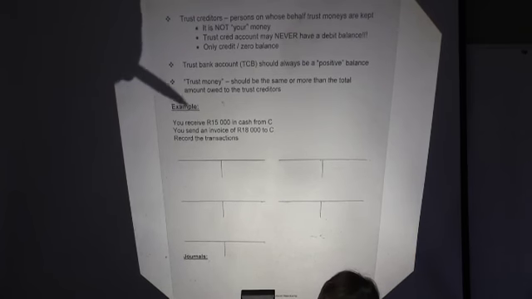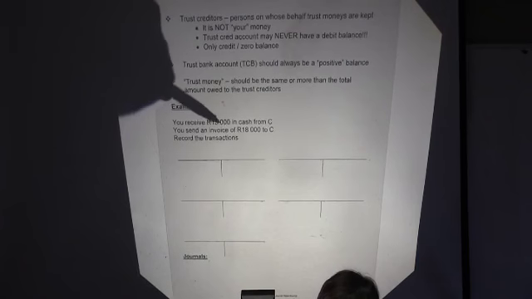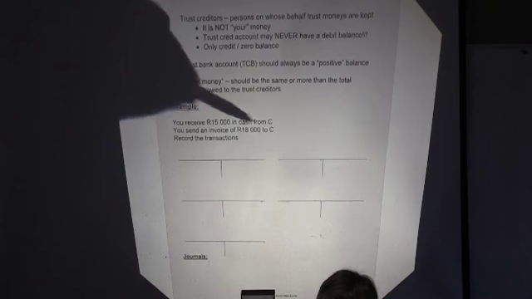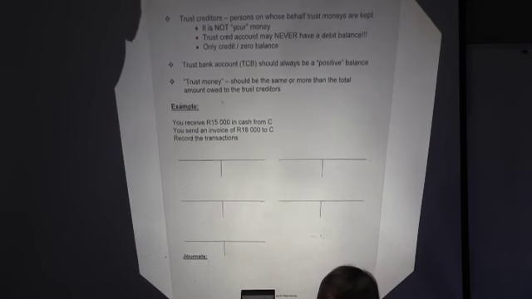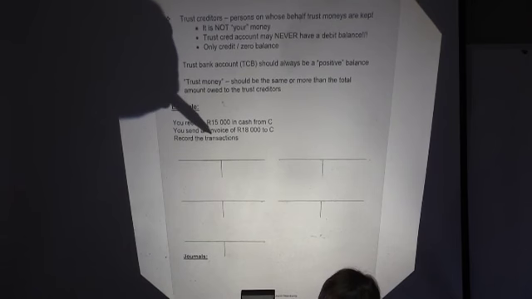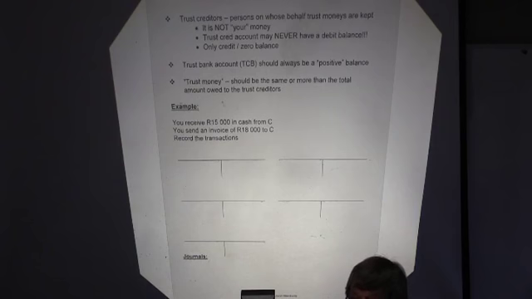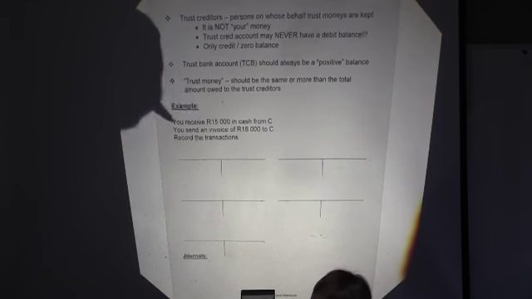So there's our next example. You receive 15,000 rand in cash from C. Once again, it's in connection with a divorce case, and then after the situation had been through the court, you send an invoice of 18,000 rand now to C. Let's do this example in our accounting records. You receive 15,000 in cash from C.